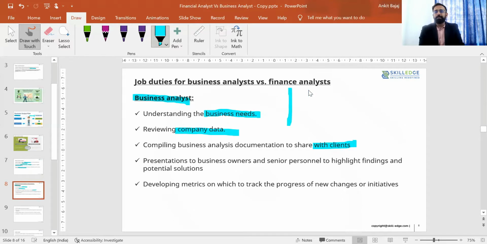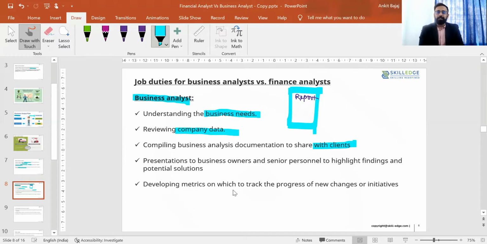Definitely they will be preparing a report where they will be suggesting to the management or to their client where they need to make changes, right, to run their business properly. So they will be providing a report, then a presentation to business owners and senior personnel to highlight findings and potential solutions. As I have suggested previously also, they will be interacting with the top management of the company, right? Because top management of the company has the power to make amendments in procedures and policies of any organization, right?